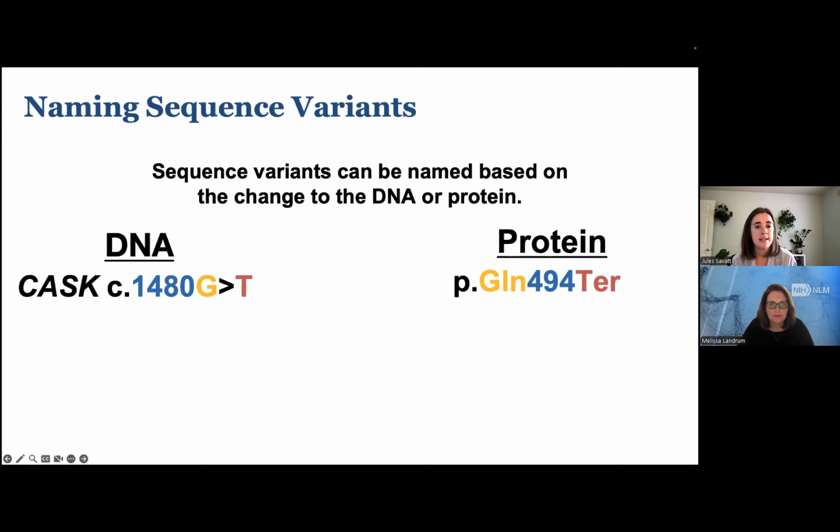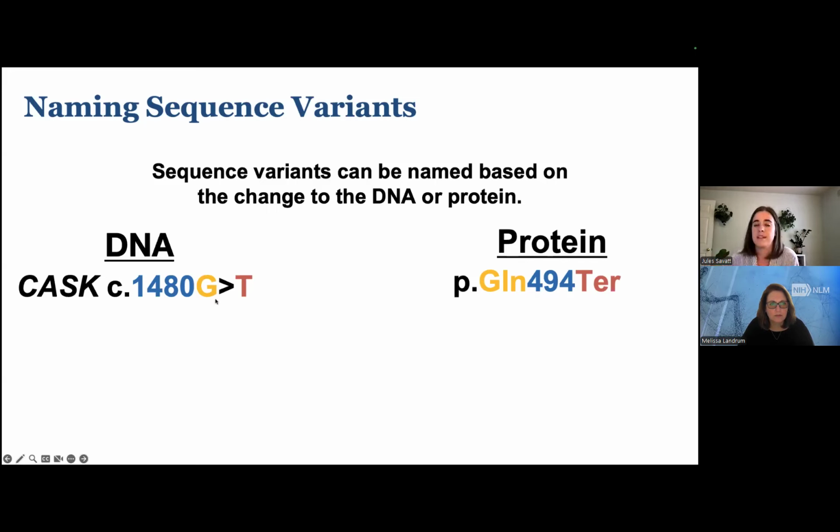If you see on a report that you have, or that a family member has, or are reading an article and see a genetic variant, if you see a C dot on your report, that's telling you what the change to the DNA is. So this C dot here. The C dot is followed oftentimes by a number. So that tells you exactly what letters changed in the DNA sequence. So in this example, we're talking about letter 1480 in the Cas gene. So if we start at letter 1 and count all the way to 1480, that's where we're looking.